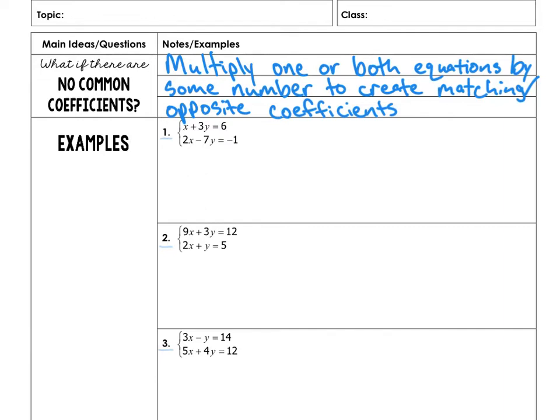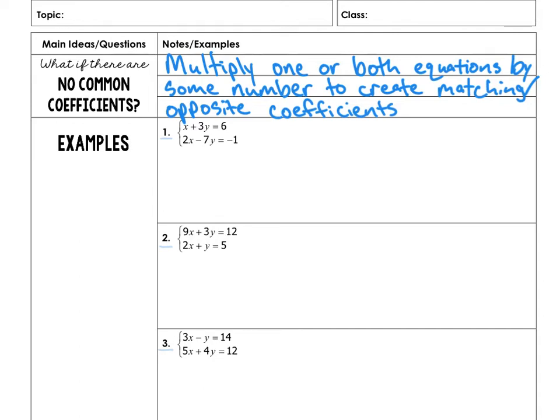So recall from our last video, the first step that we need to pay attention to is that our equations are lined up perfectly on top of each other. In other words, I have an x over an x, a y over a y, and a constant number over a constant number. Remember that we want the equal sign to also be in the same place. So if x and y are both to the left of the equal sign, we want the x and y of the second equation to also be to the left of the equal sign.